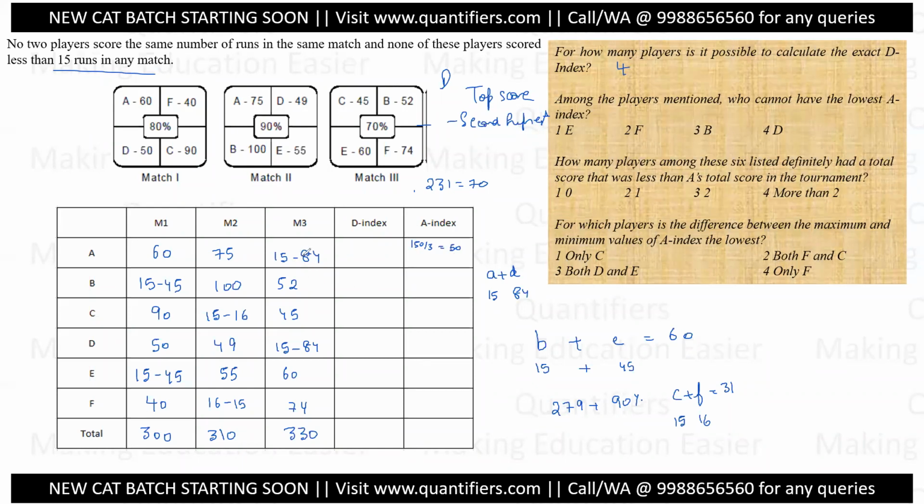Now remember one thing. If you have to calculate the average, you do not need to add up everything again and again. The total is 69 more. If the total is 69 more, average will increase by 23. All right. So it will be 73. The total will be 73 into 3, 219. Are you getting this? How I am writing this?